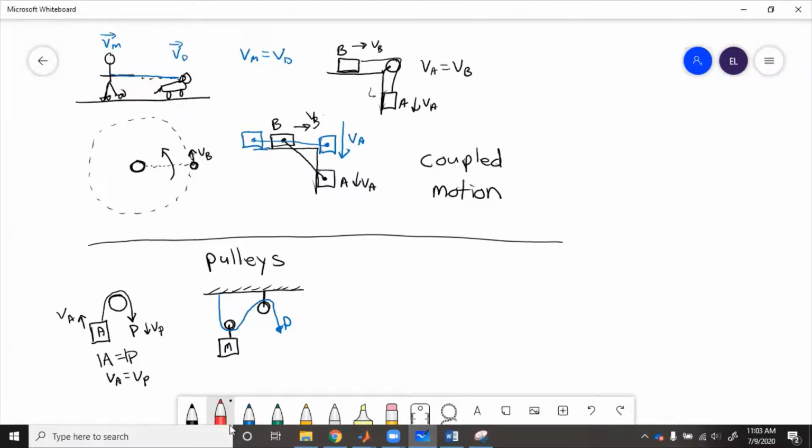Well, M is going up, VM. P is going this way, VP. So now we count the ropes. Well, there's one rope total, but how many pieces of the rope are pulling on M? We have M is connected like this, so there's two parts of the rope pulling upwards on M. Well, P only has one part of the rope.